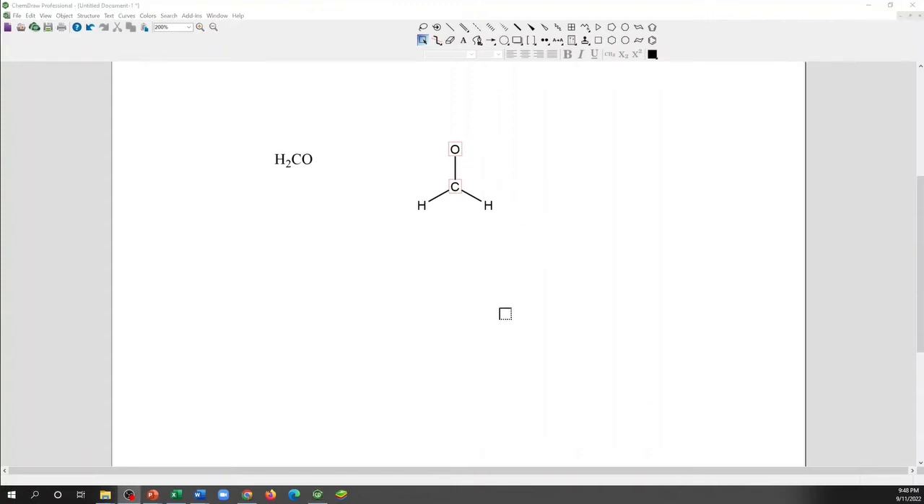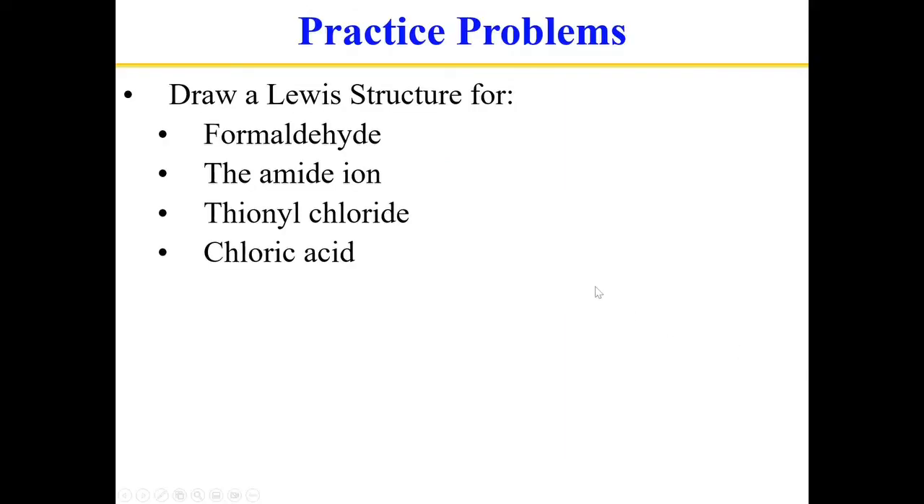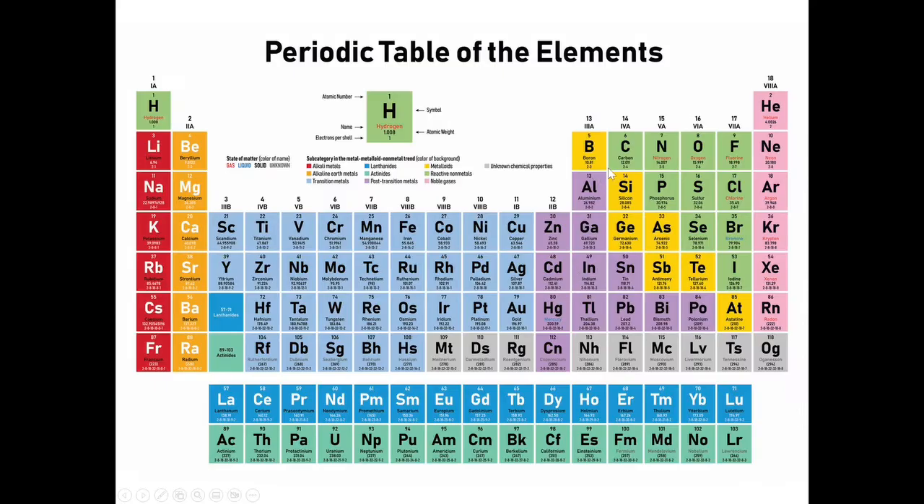This structure is not correct because we have not yet accounted for all the valence electrons. The number of valence electrons is predictable based on the organization of the periodic table. Let's go back to a functioning periodic table with all the elements added in. The column that the element exists in tells us how many valence electrons it has.